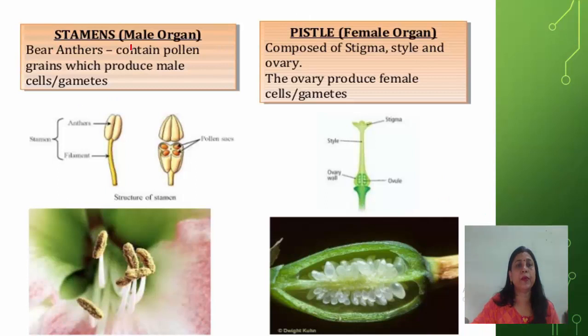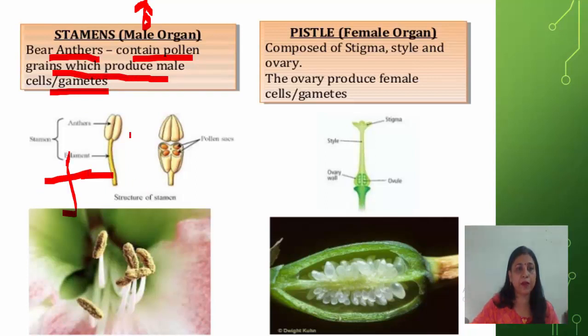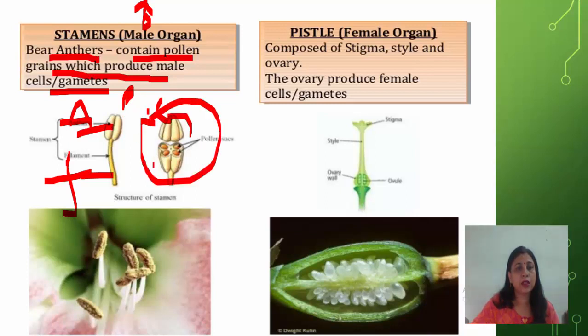Now the stamens, they are the male organs. They bear anthers, which contain pollen grains that produce male cells or gametes. You can see this is the filament, as we have studied earlier. This is the anther, and inside the anther there are pollen grains. These are the pollen sacs having the pollen grains. Next is the pistil, that is the female organ.